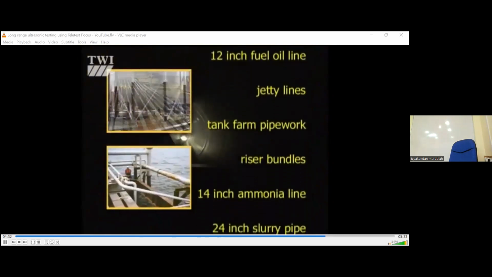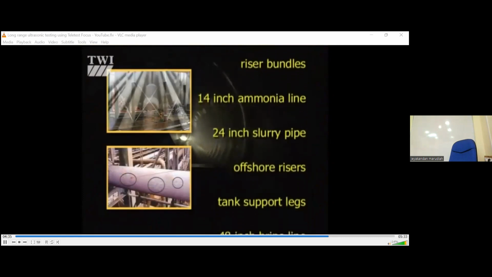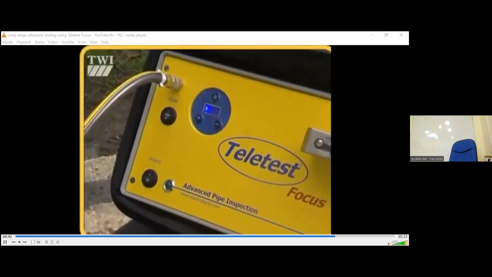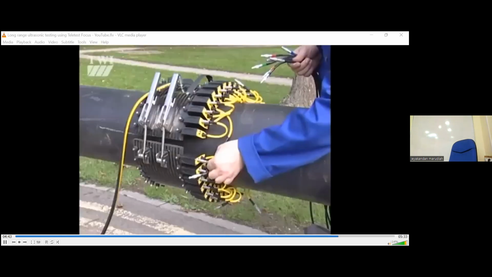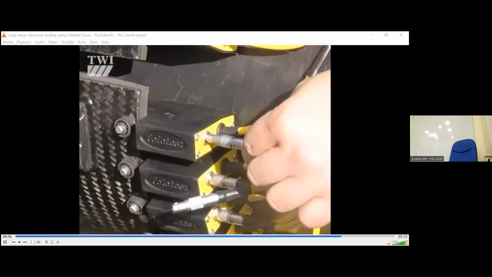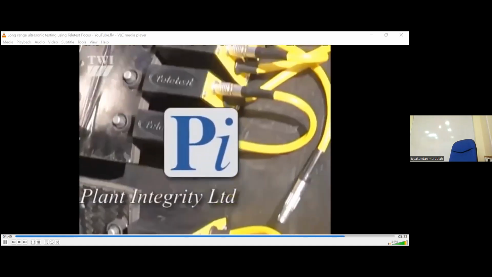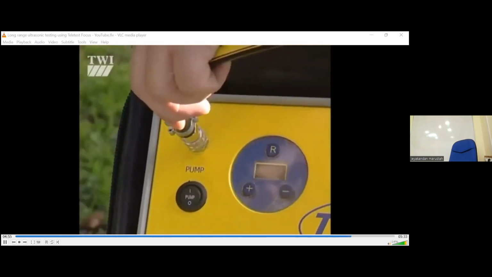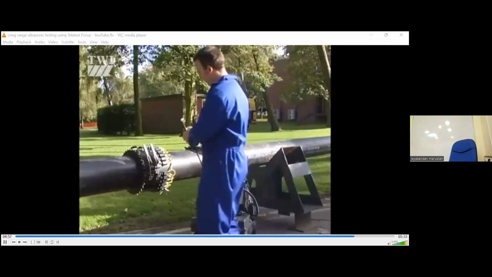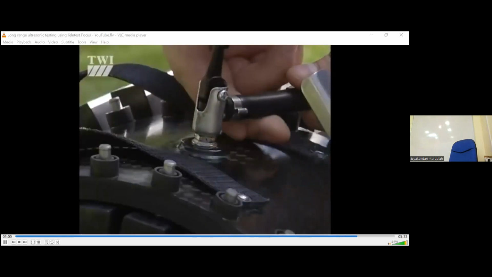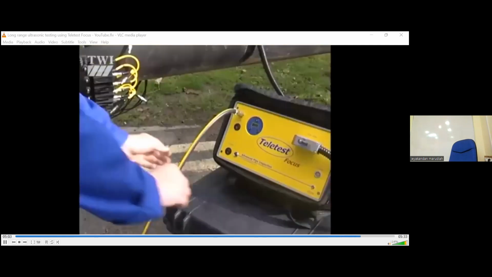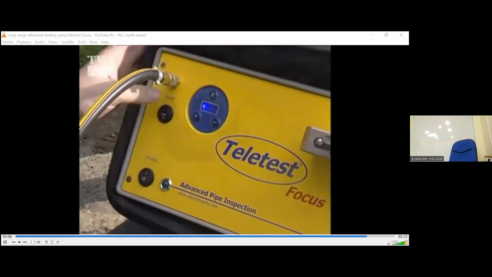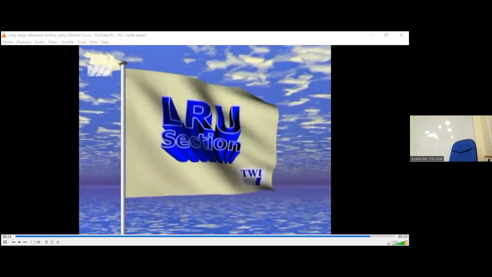Already, research and development on long-range ultrasonics has been responsible for quite a crop of successful results. But what is most notable is Teletest. It's already up and running and is being used very successfully to market the technology by Plant Integrity Limited. So far, it's been used globally in more than 50 countries. Long-range ultrasonic technology, today's solution to tomorrow's problems. To learn more about TWI's long-range ultrasonics work, why not call the world leaders? LRU section at TWI.